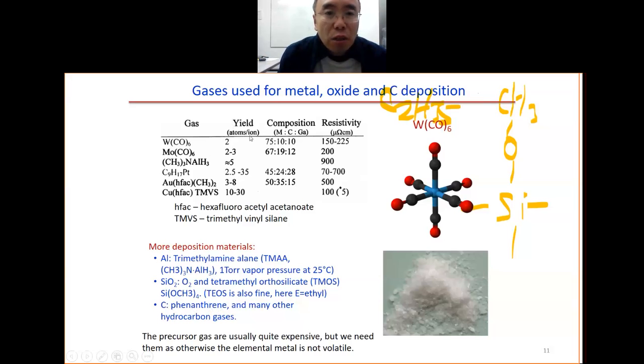Here we have the yield. So we have talked about sputter yield. Here we have the deposition yield. That means for the tungsten, when we have one gallium ion, it can induce deposition of two tungsten atoms. This is the deposition yield.